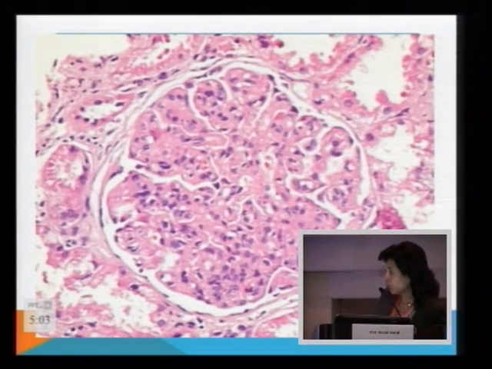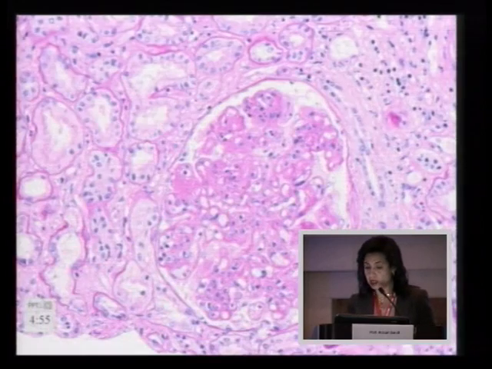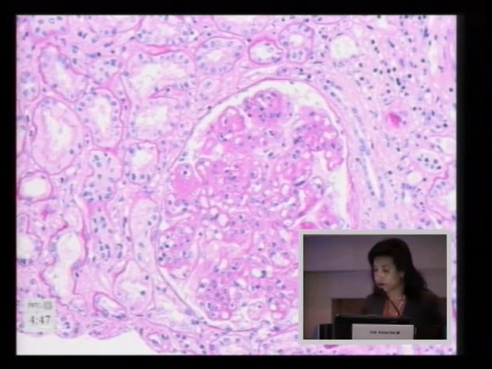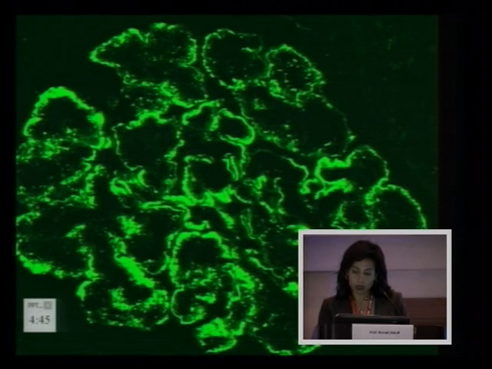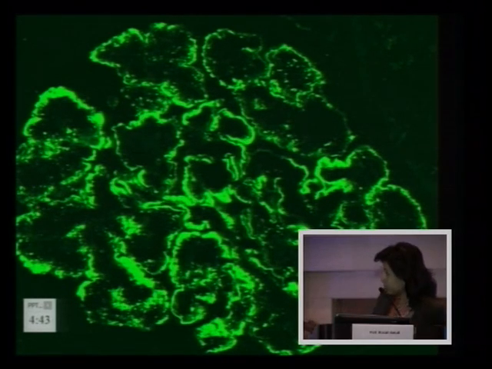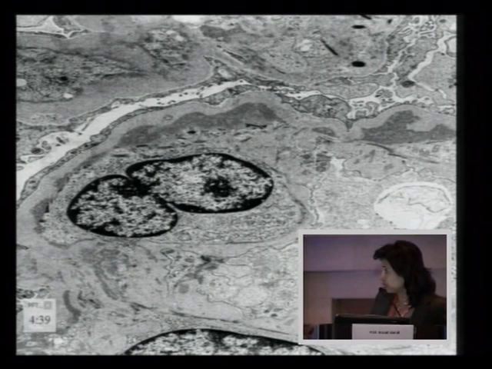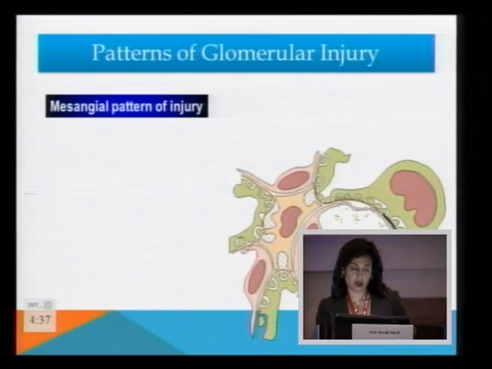And this is a membranoproliferative glomerulonephritis, and in this disease, you have both elements. You have the proliferation, as you can see here, and you have basement membrane thickening, more clear here in the PAS, where you get what we call the tram track or the duplication of the basement membrane. These are IgM deposits by immunofluorescence and subendothelial deposits by electron microscopy.